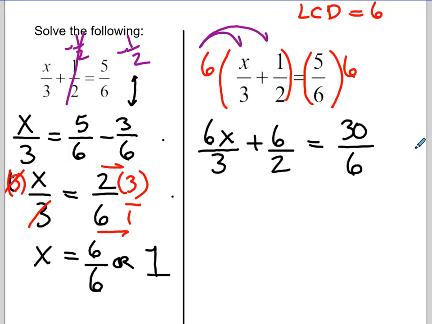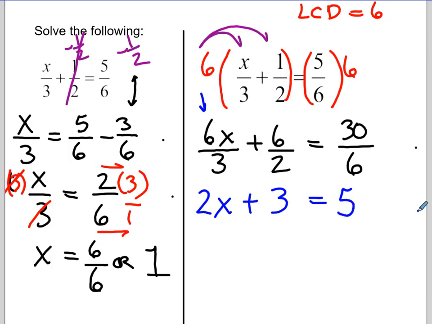And you say, hey, but hey, Mr. Childs, you didn't get rid of any of the fractions. What's the point of this? And I say, well, let's look a little closer. 6 divided by 3 on this term right here, well, that's a 2x. 6 over 2, that becomes a 3. And 30 divided by 6, that becomes a 5.